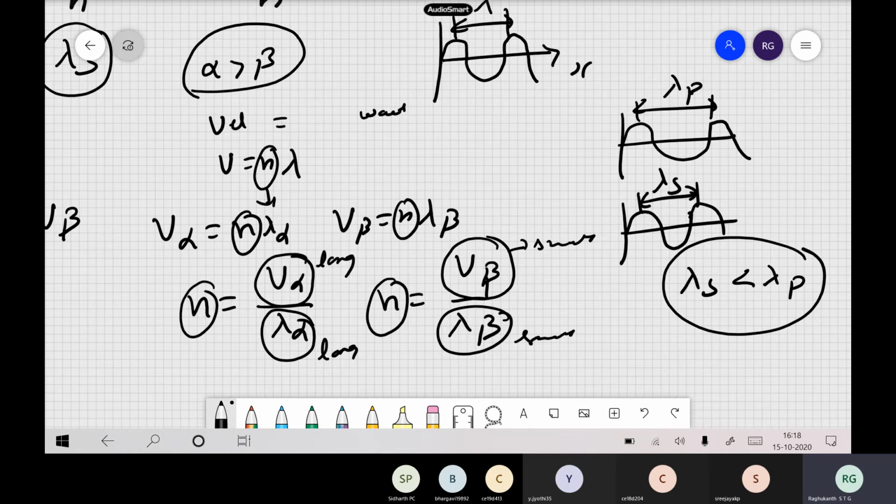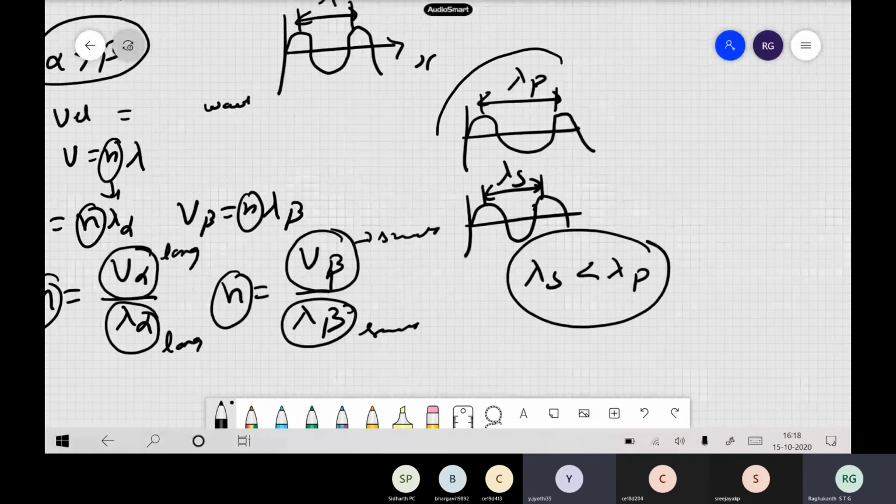Okay, so now if you want to do the spatial sampling, which is more important for you, P or S? In time, P was important for you, but in space, which is important? Yes, so S is important. Why? Because by this, lambda is more.